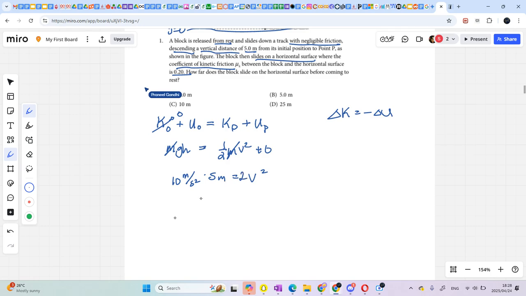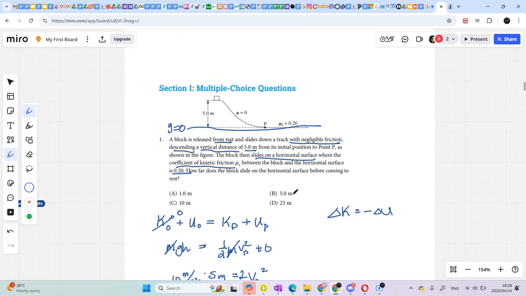So here on this side, we're going to have 100 meters squared per second squared is equal to the speed at point P. I'll call this vP just for the sake of variables. And then once we take the square root of that, we're going to get that the velocity at point P, or really speed in this case actually, is 10 meters per second.